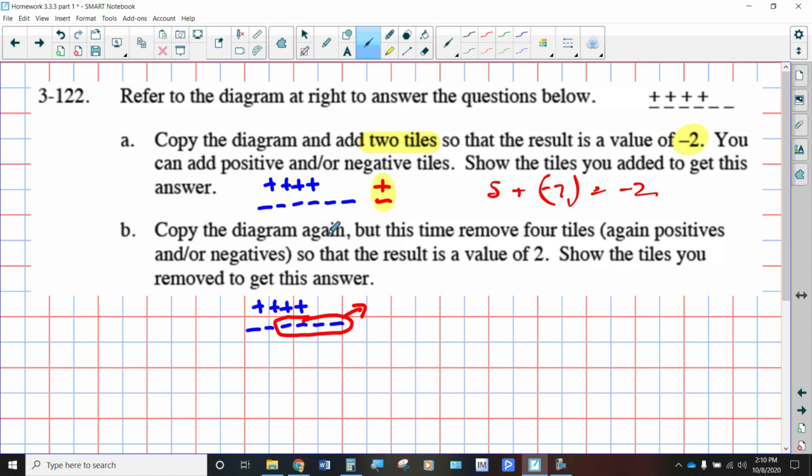It says copy the diagram again, but this time remove 4 tiles so that the result is a value of +2. Well, if you take away 4 negatives and you've got these 2 0 pairs, that's going to leave you with 2 positives. So this is like saying -2 minus, you're taking away 4 tiles, right? And I took away 4 negative tiles. So -2 minus a -4 after using KFC becomes -2 plus a +4, which we know the answer is 2. And that's what our target was. So by taking away 4 negatives, we're left with eventually 2 positives after canceling out the 0 pairs that remain.